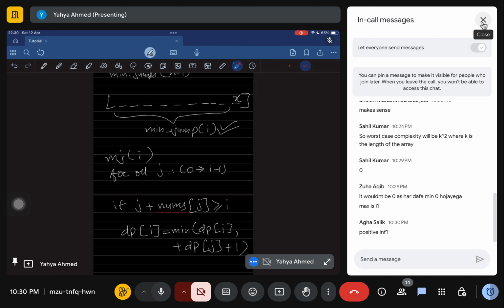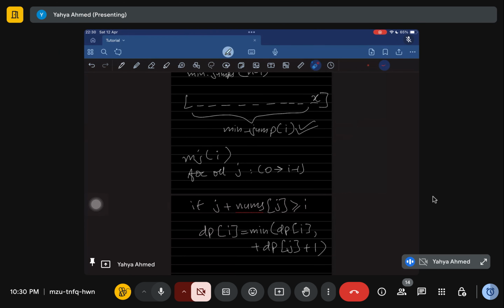Yeah, Aga, that's correct. Positive infinity. So Zoha was on the right track. She said it's not going to be zero. In fact, it's going to be the complete opposite of zero. It's going to be positive infinity because if you haven't found an answer yet, then your best answer so far is the worst possible answer. Any answer you get at this point would be better than your current answer, which is absolutely nothing, right?